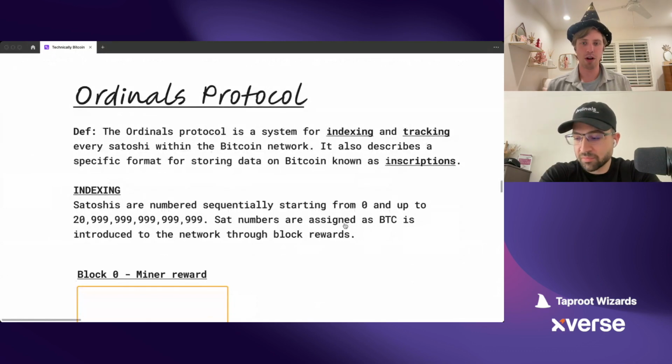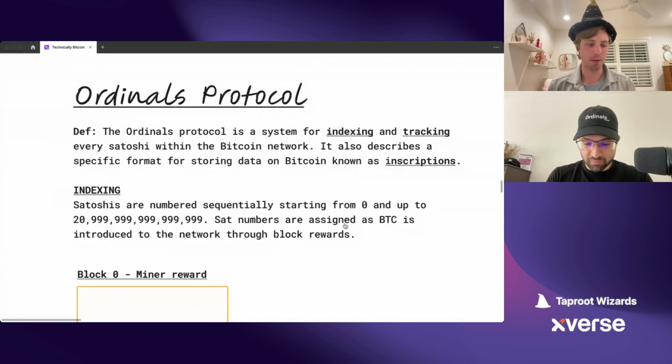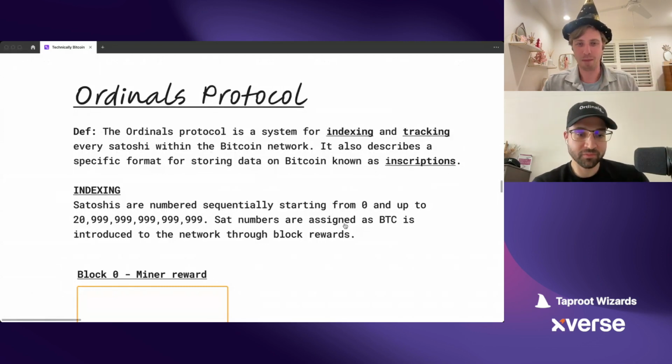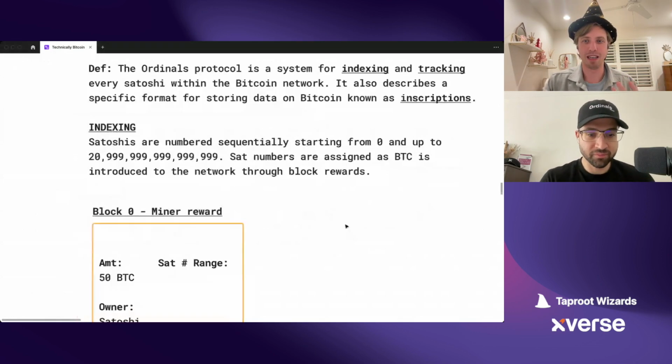So to start off, I want to talk a little about the indexing and tracking, because this is a little more complicated and it takes a second to wrap your head around. But once you get it, you'll be like, oh, now I understand why these specific sats being on these specific UTXOs are really important for me. Starting off, it's very simple. We number the Satoshis sequentially, starting from 0, and eventually we'll go up to 2.1 quadrillion minus 1, because that's how many Satoshis will ever be in the Bitcoin network.